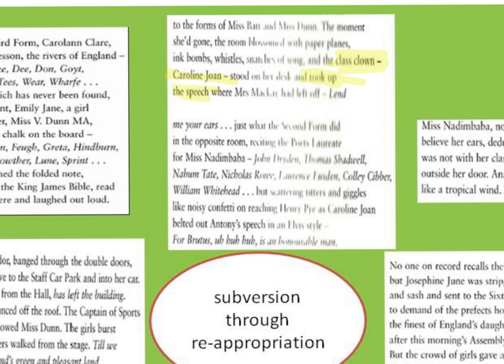"Lend me your ears," etc., etc. We could look at ears as another example of receptacles, more on that very soon. But we see the reference to Henry Pye, which is obviously hilarious when you're in a joking mood. And Caroline Joan belted out Anthony's speech in an Elvis style: "For Brutus is an honourable man, thank you very much."